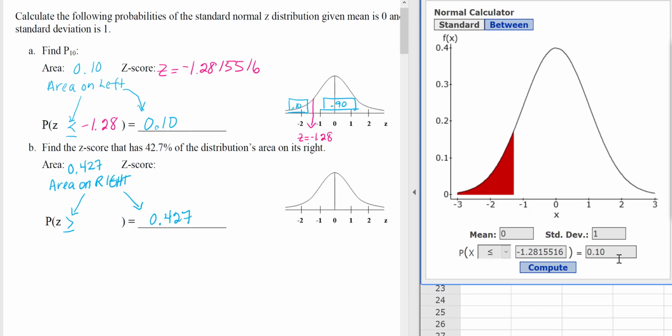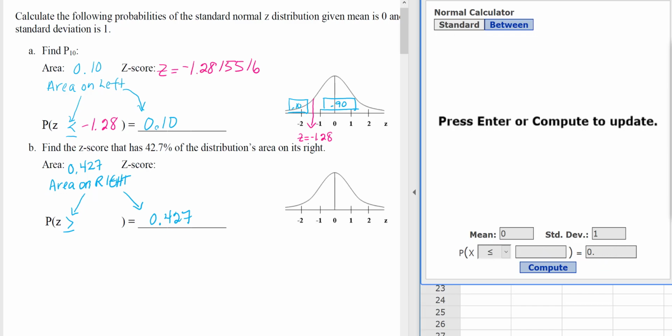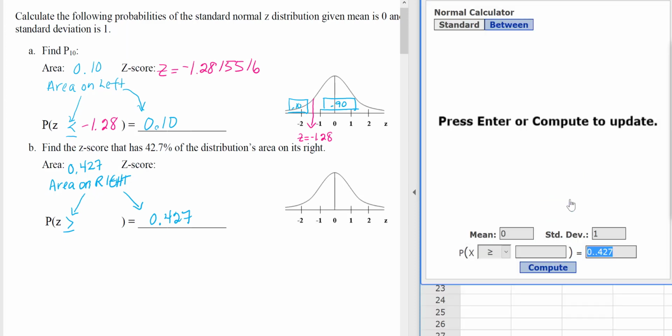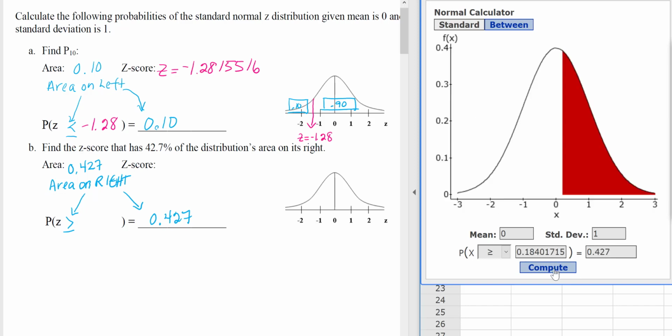Go ahead and change the area from 0.10 to 0.427. Hit compute. Oh, wait, I have to change the inequality to greater than or equal to. So make sure you're careful about remembering not just to change the area, but to have the correct inequality. I'm going to hit compute. Whoops, I typed in two decimal points. I always do that. 0.427, there we go. And we hit compute again.